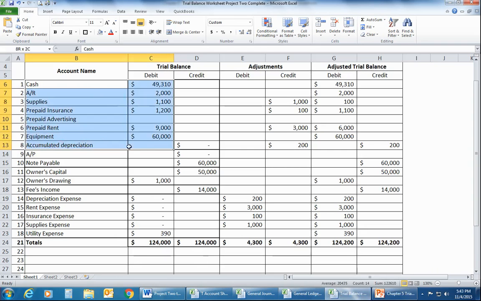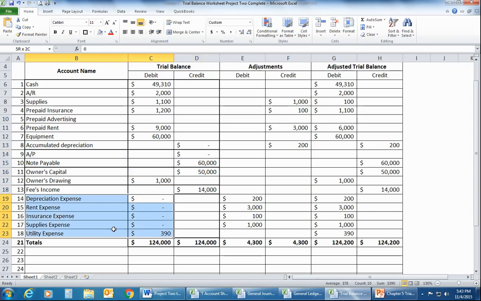You have your asset accounts up top, and as you can see, those are debit balances because assets are normally a debit balance, followed by your liability accounts, then your owner's equity accounts, your revenue accounts, and eventually your expense accounts. So the structure of this is laid out just like the equation, and the purpose for that is for us to check if they are in balance.